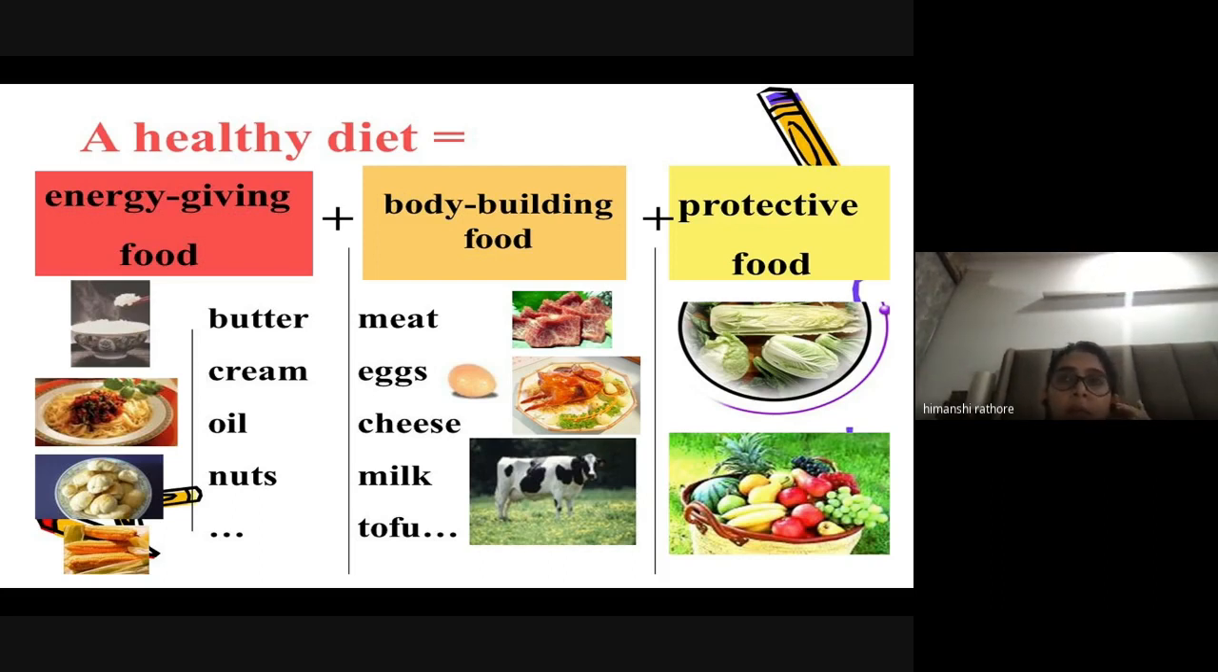So while planning a meal, while planning a balanced diet, a balanced meal, you have to add food from all these three categories. You must have an ingredient which comes from energy giving food in your plate, one from body building food, and you must add something from protective food also. Then only your diet will be a balanced diet. I guess this is clear and you can understand it very well from the slide.